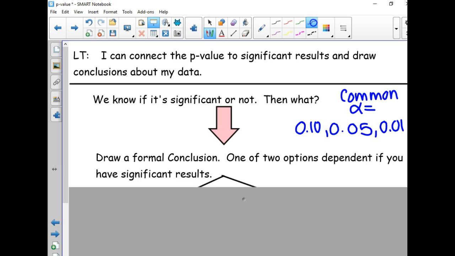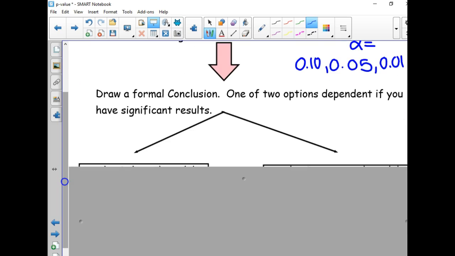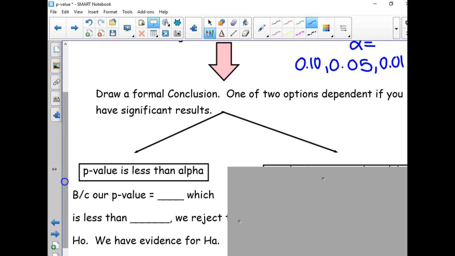So what's happening here? Let me just restate as you're watching. We have a null hypothesis and an alternative hypothesis. We get our data, we have our p-value. We look at our p-value now compared to alpha, and we decide if we have significant results. Well, let me give you a formal way to decide if we have significant results, okay? One of two options dependent if you have significant results. The first option will be the p-value is less than alpha. If your p-value is less than alpha, we have significant results.